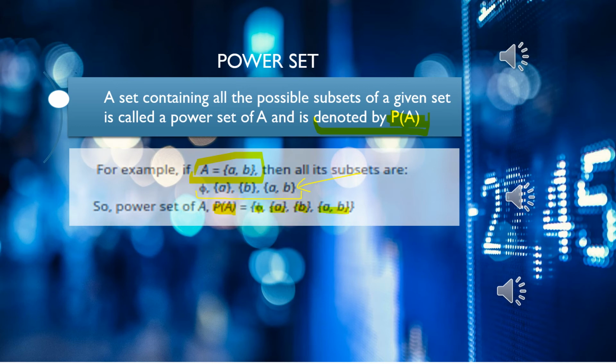And here you can observe empty, singleton set {A}, singleton set {B}. These are the proper subsets of set A. Empty is a subset of A, and by definition this is a subset of every set, and {A, B} is an improper subset of set A.